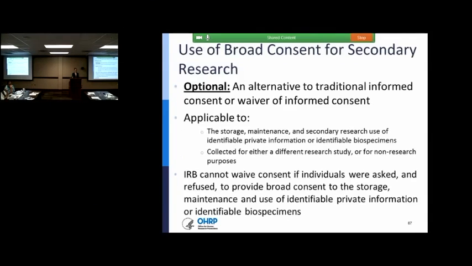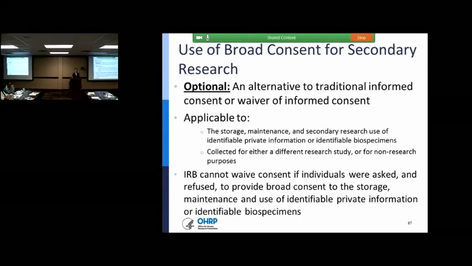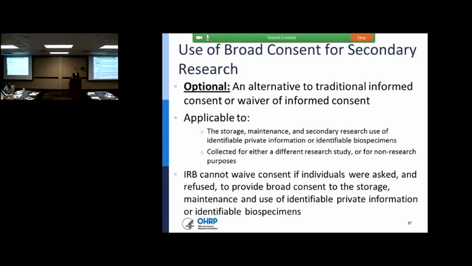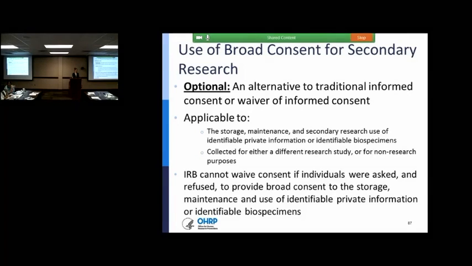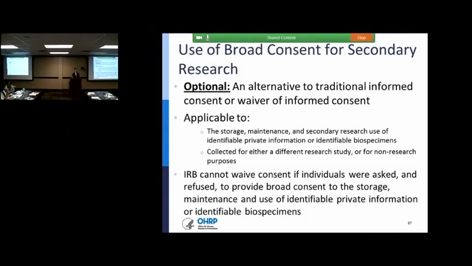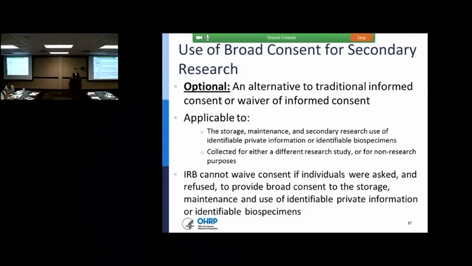So this is a brief overview of broad consent. Again, this is an option. It's an alternative that's being provided. OHRP considers this an additional flexibility, but there aren't any activities that will require the use of broad consent. And an important point here again is that the IRB cannot waive consent if individuals have been asked for broad consent and refused to provide it.